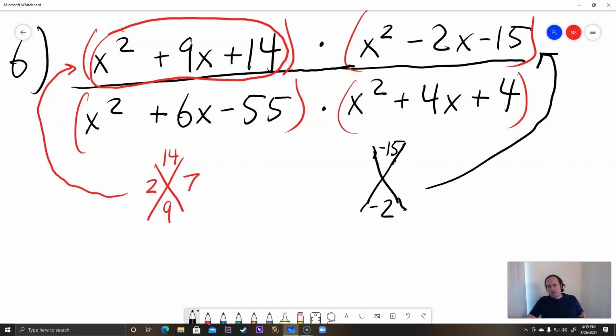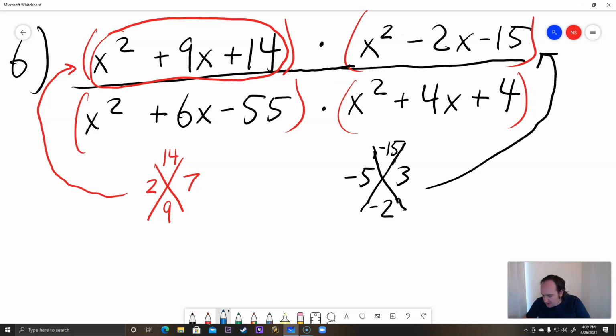Okay, so what are two numbers that multiply to negative 15 but add to negative 2? Well, we have negative 5 times positive 3. So negative 5 times 3 is negative 15, but negative 5 plus 3 is negative 2.